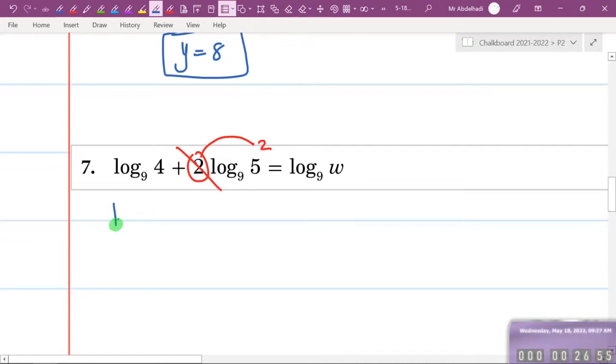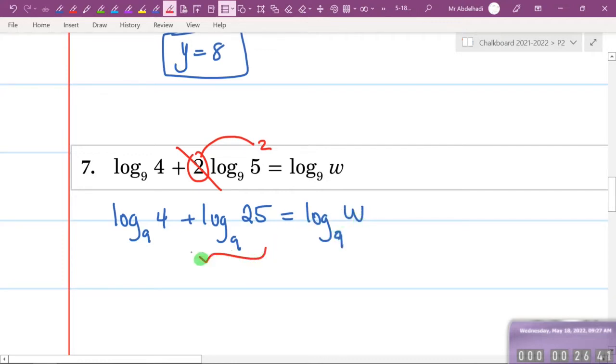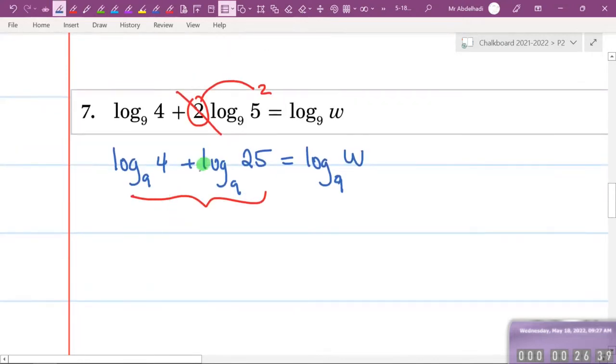Okay, and now we have log base 9 of 4 plus log base 9 of 5 squared, which is 25 again. You know what? I'm just going to write 25. And this is log base 9 of w. Now I can combine these 2 right here. This is going to be a product because there's a plus here.